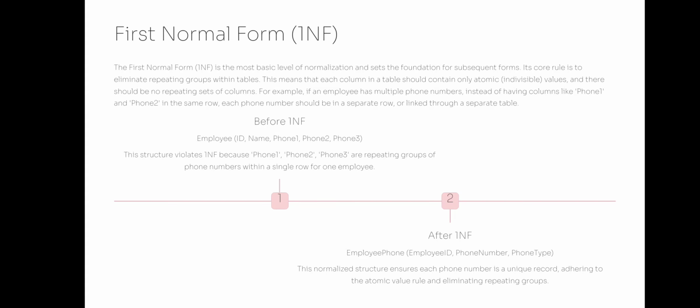If you take an example, if an employee has multiple phone numbers, instead of having columns like phone number 1, phone number 2 in the same row, each phone number should be in a separate row or linked through a separate table.